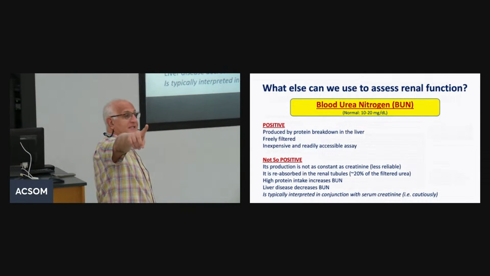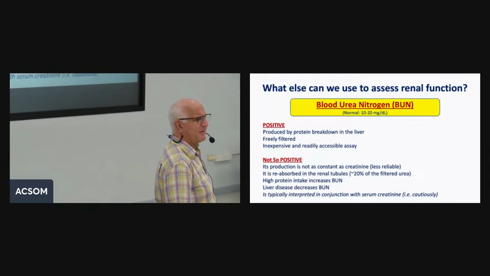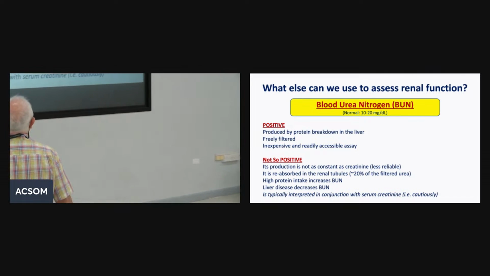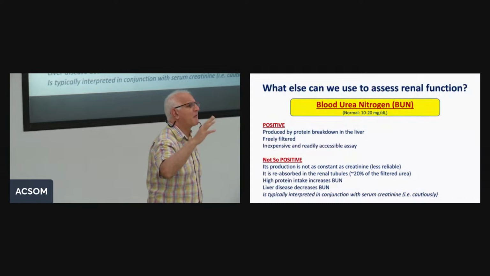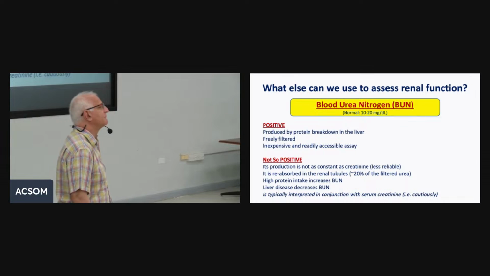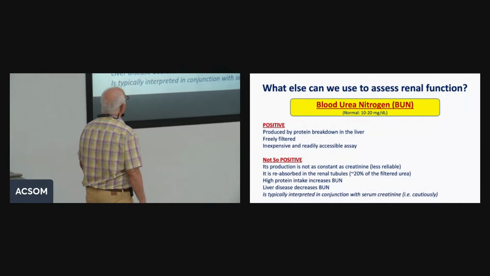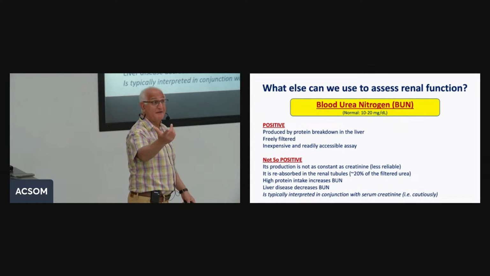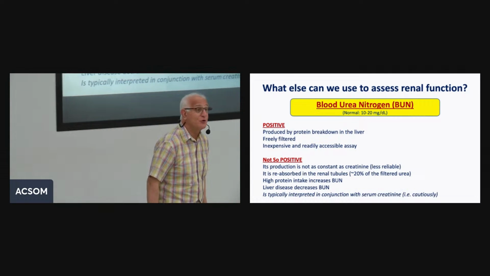Okay. We talked about serum creatinine, but there is another one that you have used quite a bit. That's called BUN. Some people call it BUN. BUN is blood urea nitrogen. The normal is 10 to 20. Serum creatinine, if you want to memorize them, should be around 1. BUN, less than 20 is better, right? You want to remember it this way. The positive things about it: it's produced by the liver through the breakdown of proteins, it is freely filtered, just like creatinine, and it is inexpensive. So these are the good things about urea.